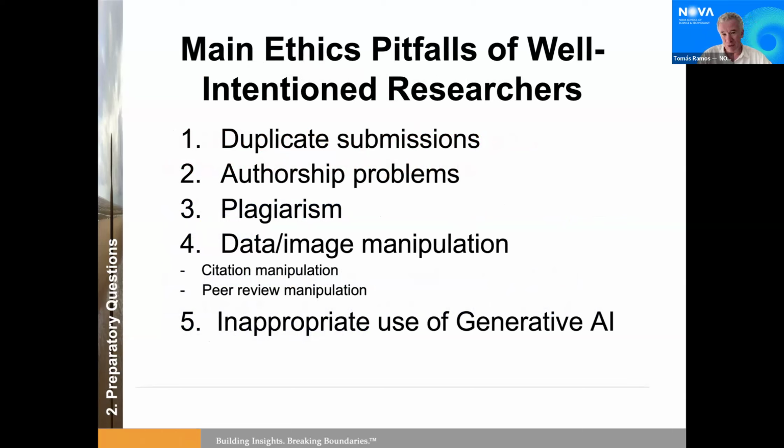Be careful with authorship problems. When you submit a paper, please provide your institutional address. Don't provide a Gmail or a Hotmail. We really want institutional emails, the website of your institution where we can see your bio. So institutional information is fundamental. The third thing is to be careful with plagiarism.